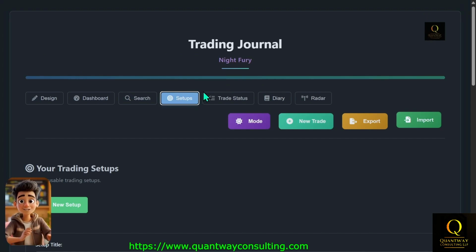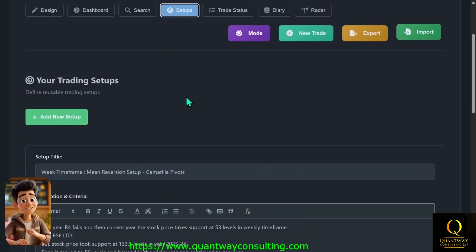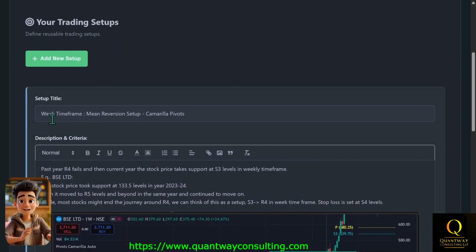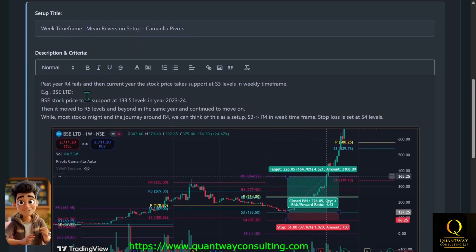In this section, you can document your trade setups. Click Add New Setup button to add new trading setup. Here, I have created a sample trading setup. I have named it as Week Timeframe Mean Reversion Setup for Camarilla Pivots. In this setup, I have taken a sample stock named as BSE.